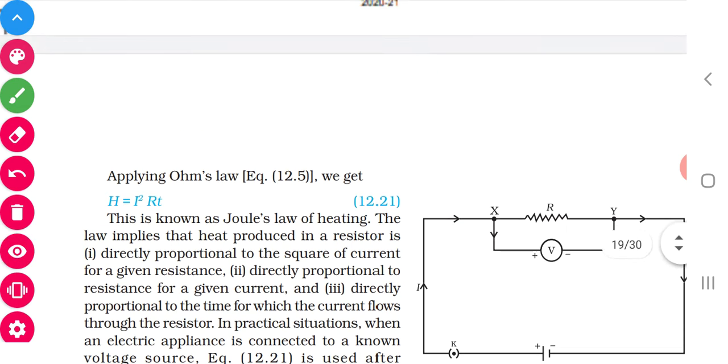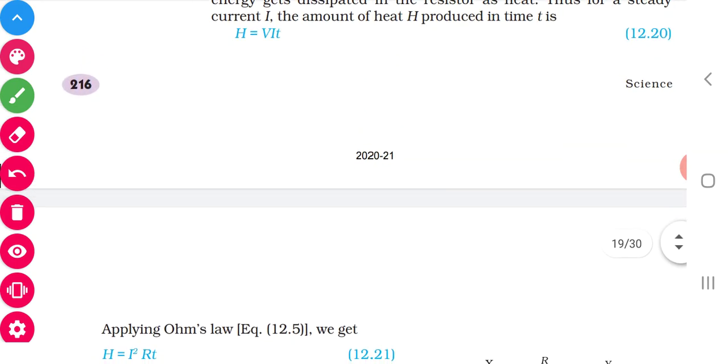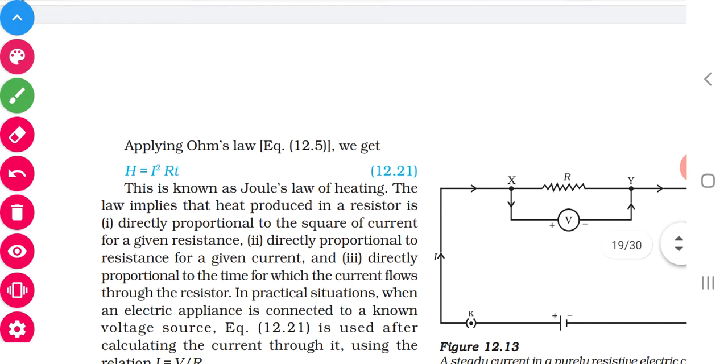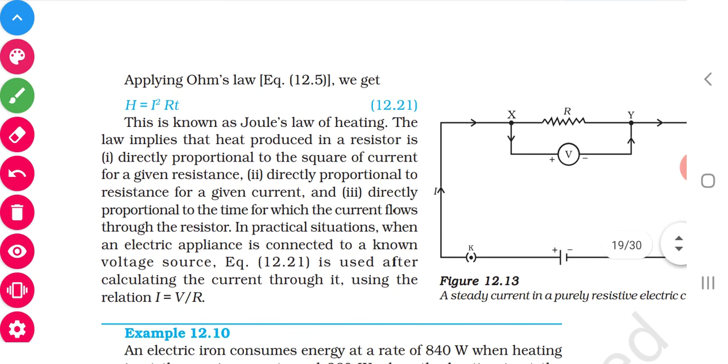This is Ohm's law. Now what we are going to do is, instead of V, we are going to substitute. So what is V? V is equal to IR. So if you substitute V here, the equation will be converted into H = I square RT. This is the formula for the amount of heat generated in a resistor. This is also known as Joule's law of heating.